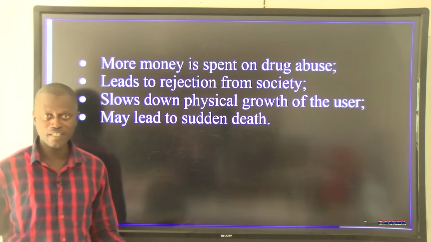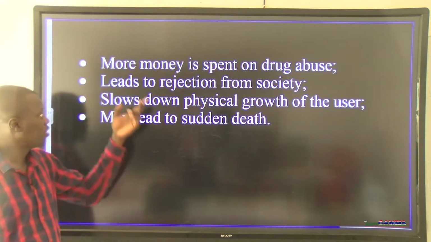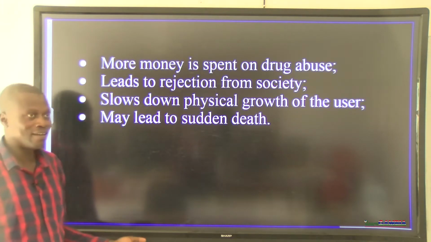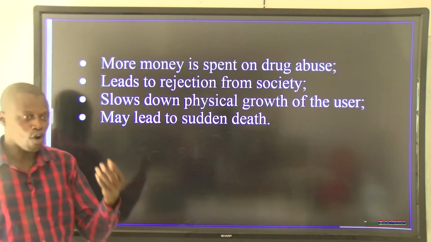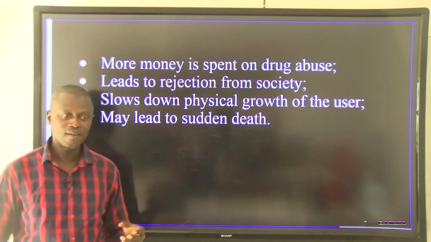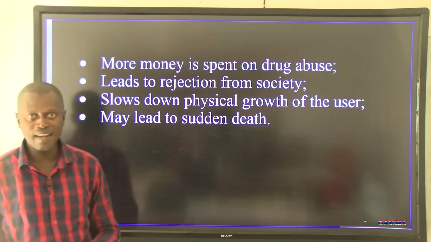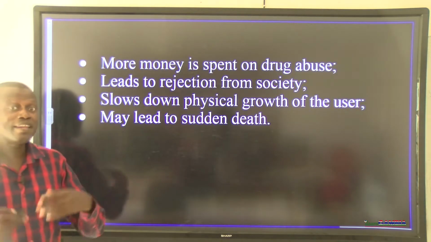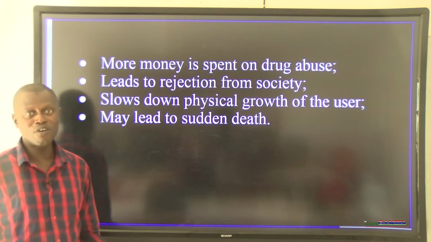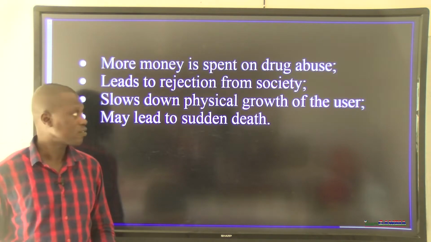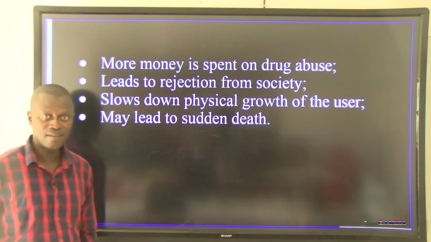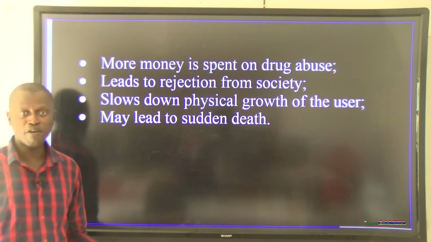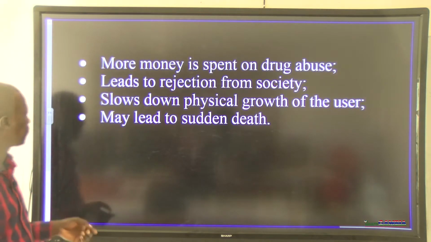20 times 5 is how much? $100. For example, if you smoke marijuana 5 times in a day, and assuming that the cost of one lump of marijuana is $20, using it 5 times in a day is like spending $100 on marijuana alone in a day, which at the end is contributing towards the ruining of your health system.